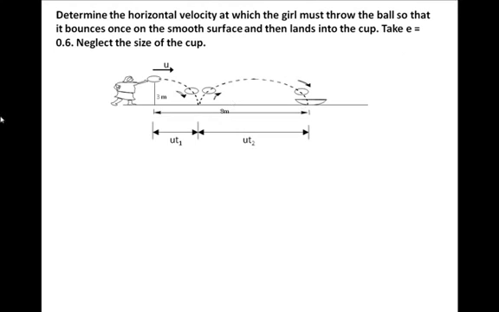Now, if u is the horizontal velocity and if we accept that these both are projectile motions, then from the basic fundamental of projectile, the horizontal velocity of the projectile never changes. We can safely write 8 is equal to ut1 plus ut2, where t1 is the time of travel of first projectile and t2 is time of travel of second projectile. So if we can work out t1 and t2, I think we'll be able to get u.